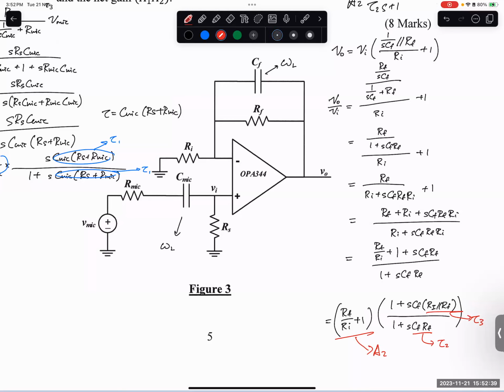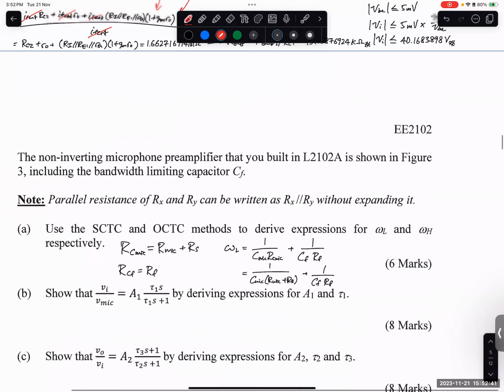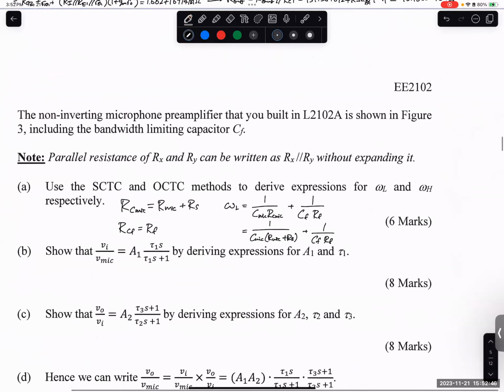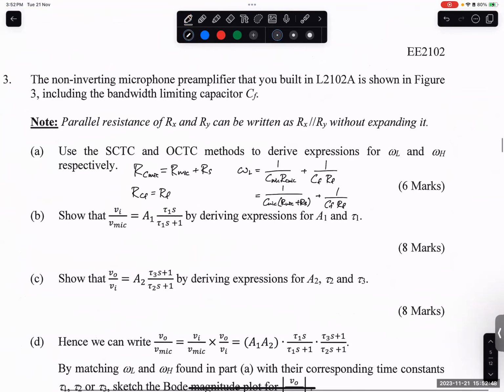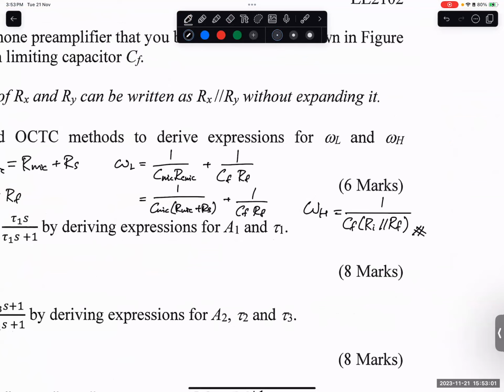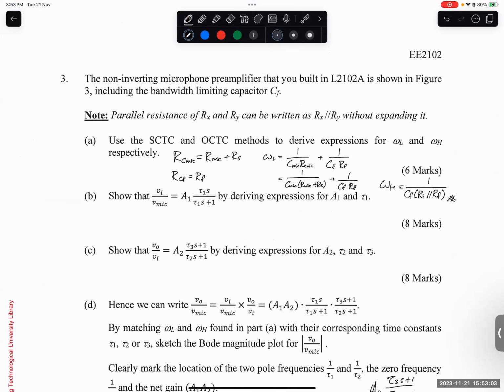So our answer for the top, which we can bring back, we can derive the omega h, right? It's actually 1 over CF times RI parallel RF. Done. So we now know this answer is correct.